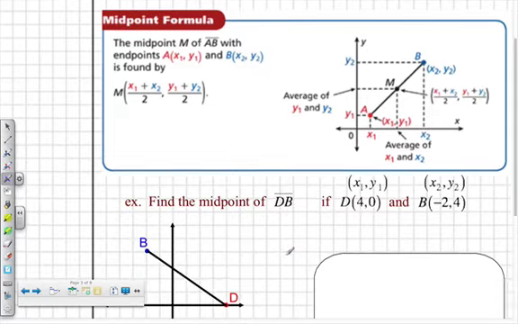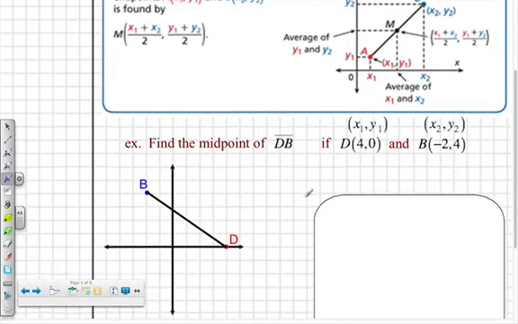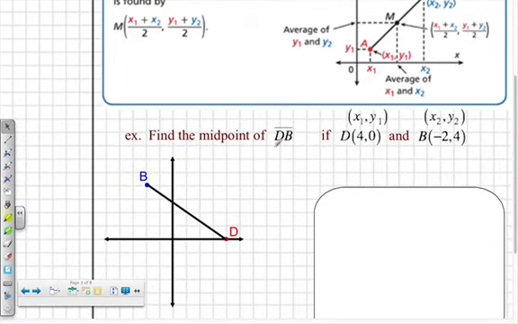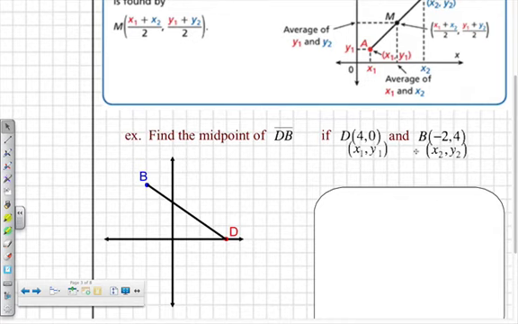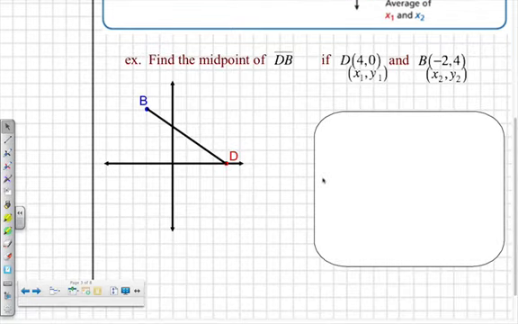Alright, so now I'm just going to do a quick example here. Let's find the midpoint of segment DB if D has the coordinate 4, 0 and B has the coordinate negative 2, 4. When you're working with formulas like this, I think it's super helpful to label your points x1, y1, and x2, y2. Just write it right there like I did underneath, because that can help you make sure that you're plugging things into the right spot, the right part of your formula.